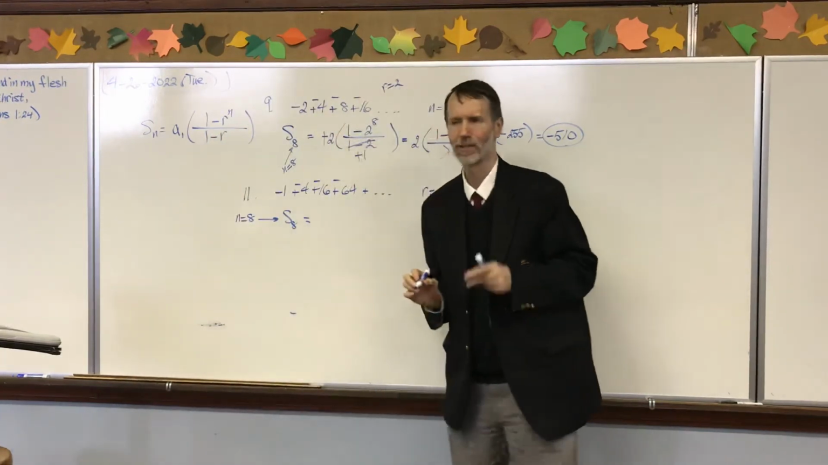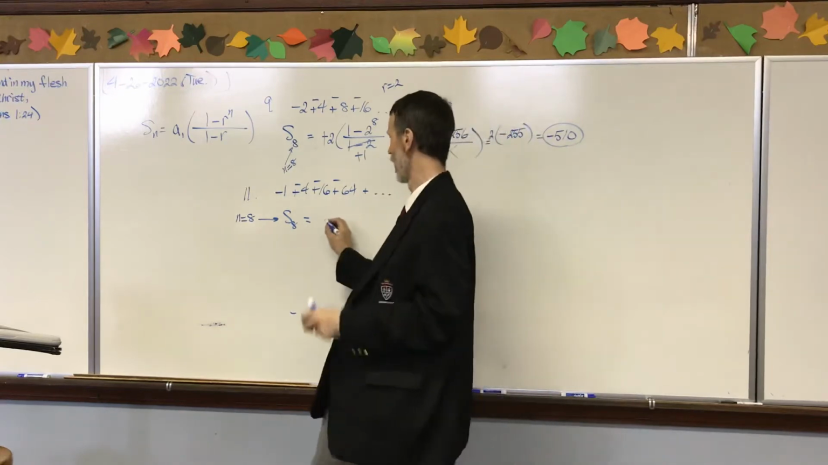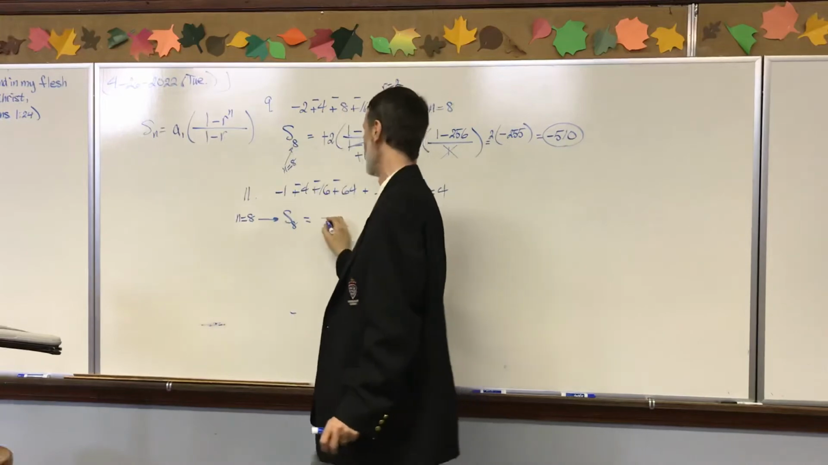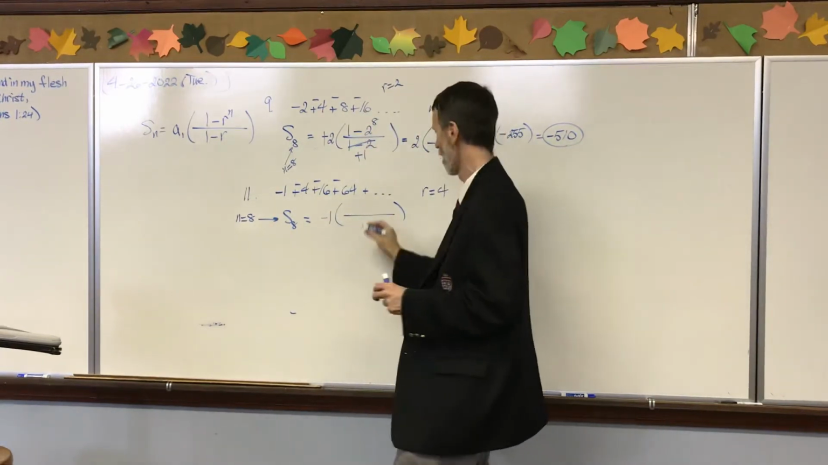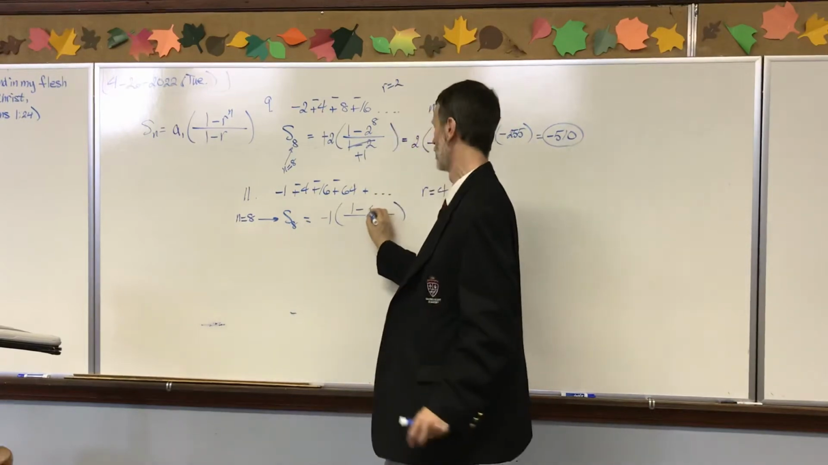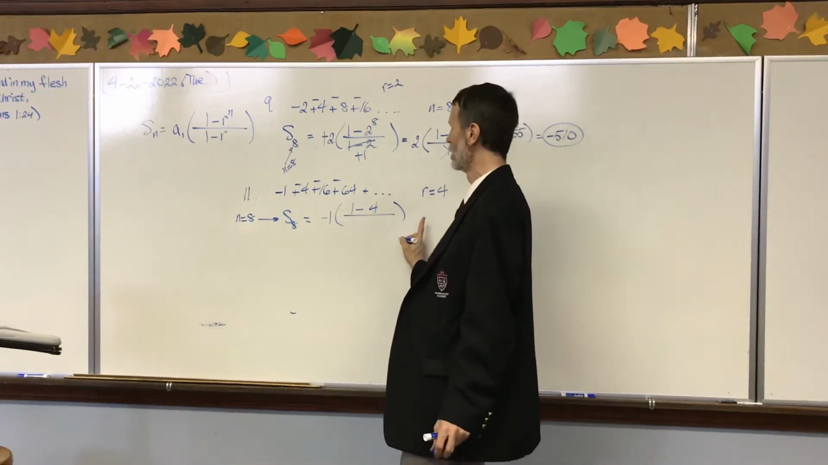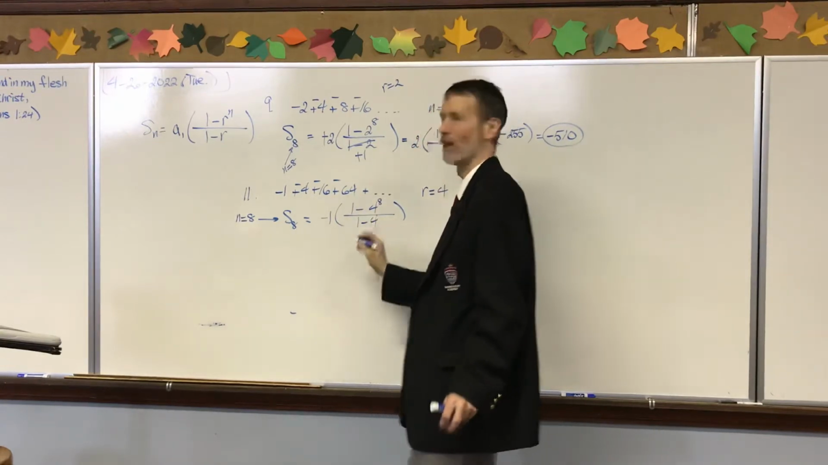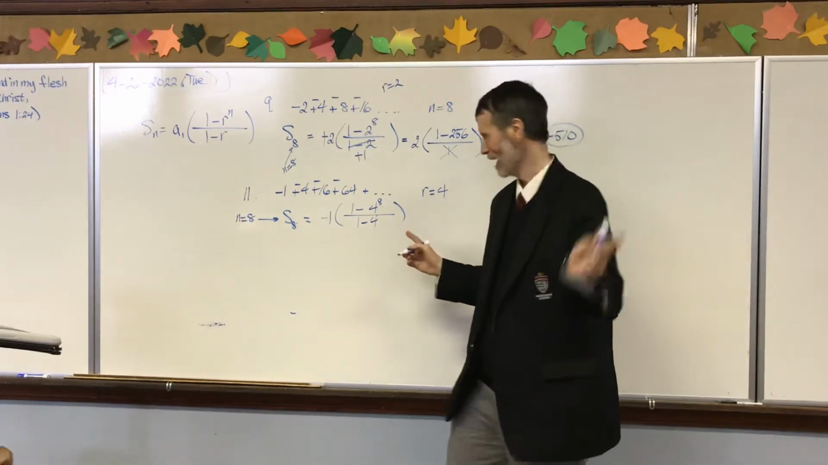So what comes first? Travis, help me out with this one. What's the very first thing you should write? -1, good. And then we're going to have a fraction. Do the top part. 1 minus 4 to the 8th over 1 minus 4. That's the setup of the problem. Does that make sense?